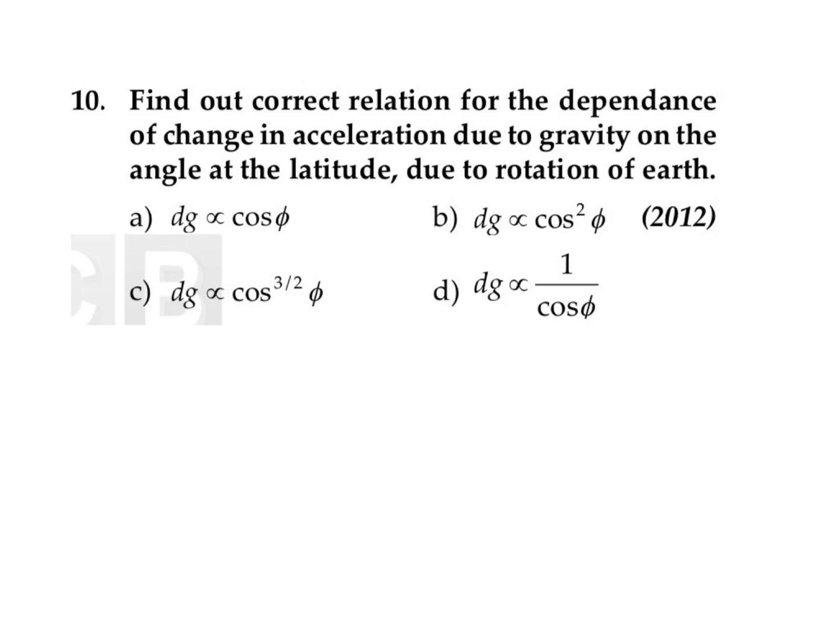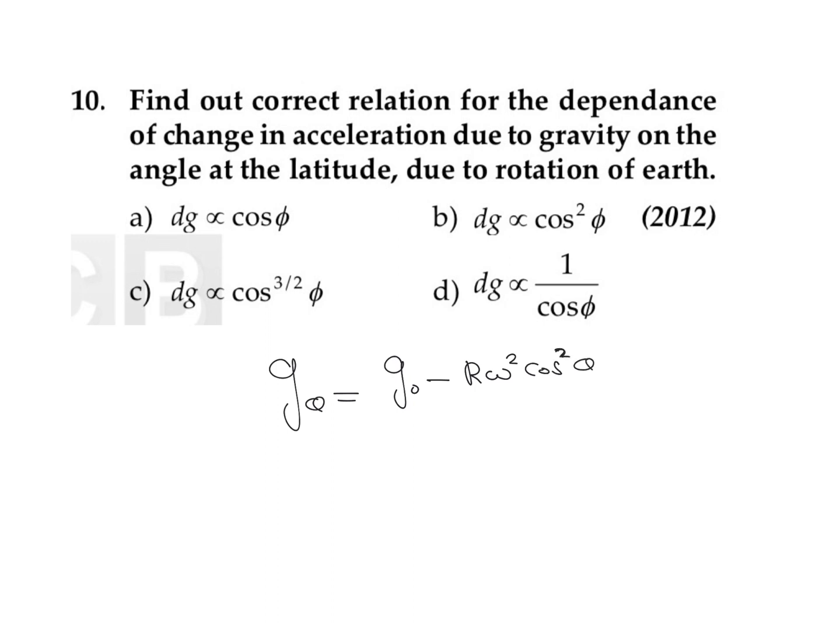Find out the correct relation for the dependence of change in acceleration due to gravity on the angle of latitude, due to the rotation of Earth. So we know that g at an angle theta is equal to g naught minus r omega square into cos square theta.